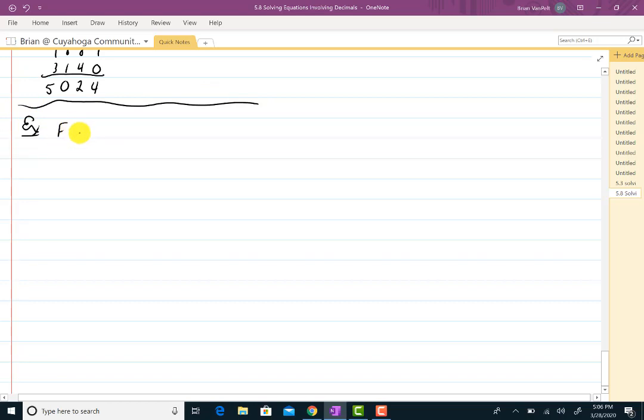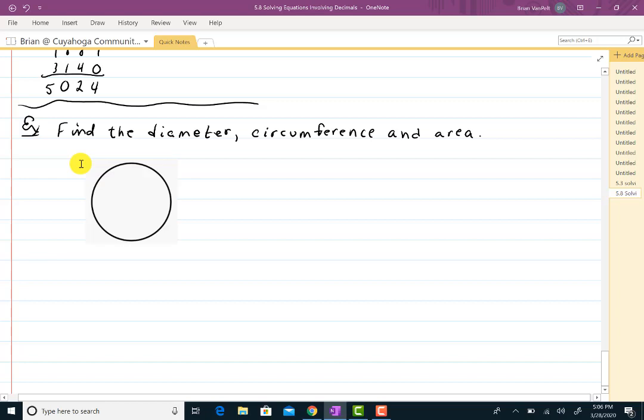Same problem. Find the diameter, circumference, and area. This time, my radius is 3/4 inch. So start with the diameter.